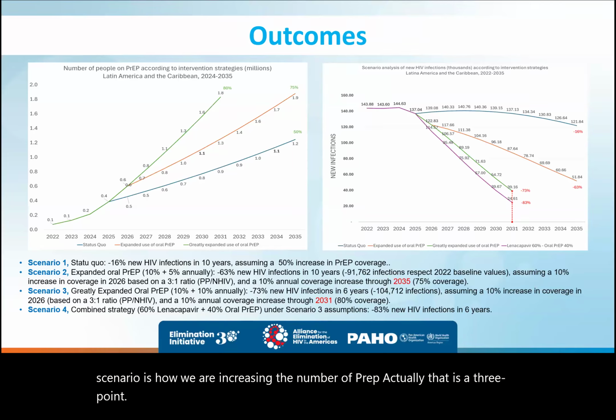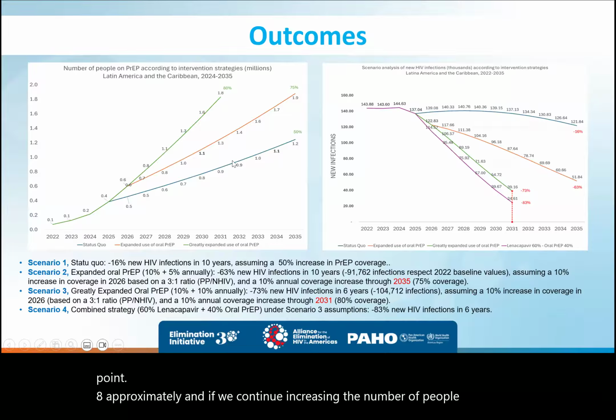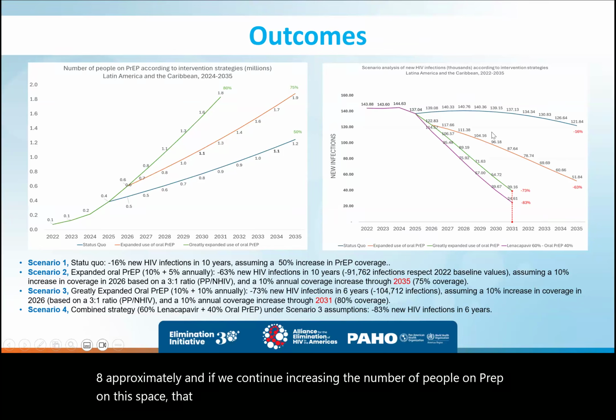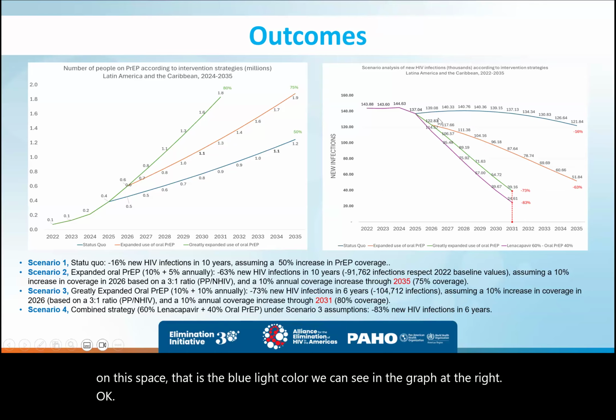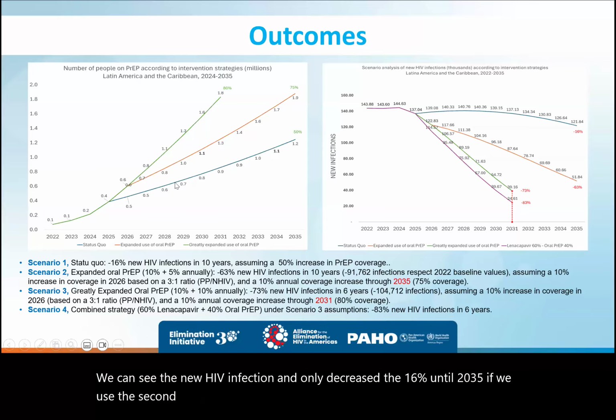That is at 3.8 approximately. If we continue increasing the number of people on PrEP at this pace, the light blue color, we can see in the graph on the right that new HIV infections only decrease by 16% until 2035. The second scenario we call expanded oral PrEP.